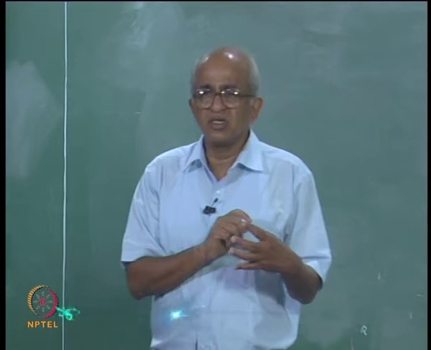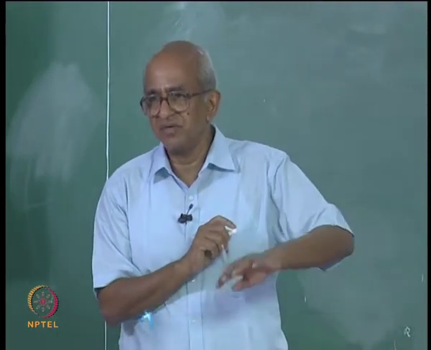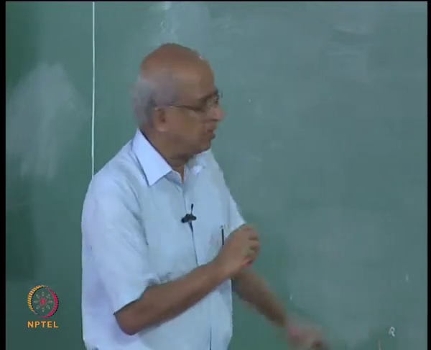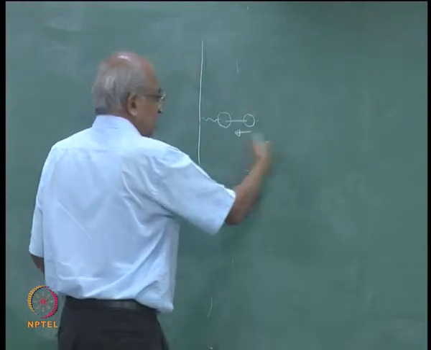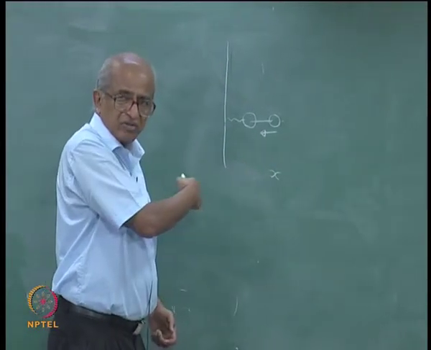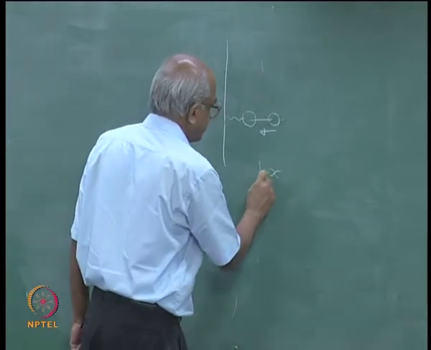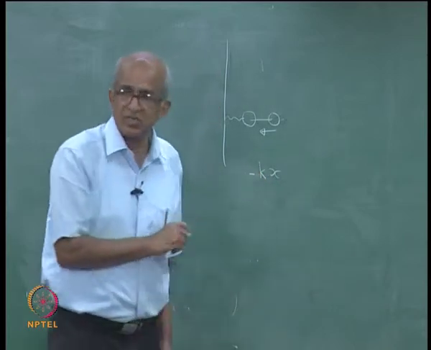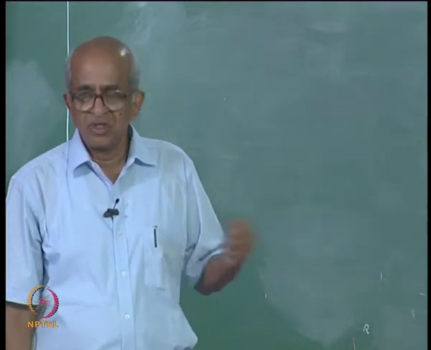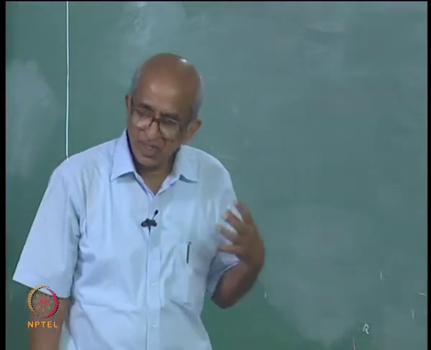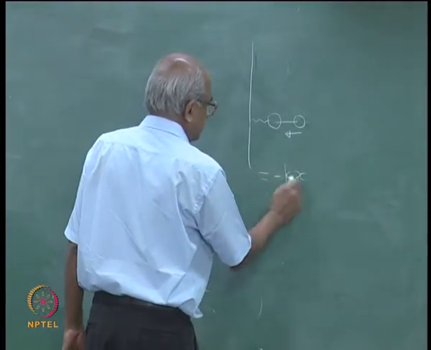And the simplest thing is to say that that restoring force is proportional to the amount by which I have displaced the atom. So, if x is the displacement of the atom from the equilibrium position, the restoring force trying to bring it back to the original equilibrium position will be equal to k times x with a negative sign. The negative sign is put because it is in the opposite direction. So, this will be the restoring force.